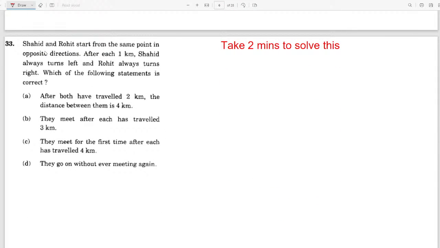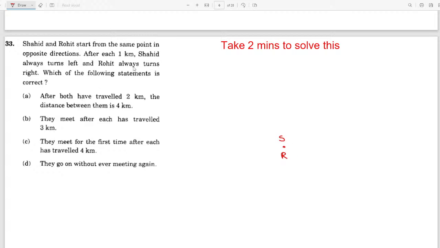Shahid and Rohit start from the same point in opposite directions. After each 1 kilometer, Shahid always turns left and Rohit always turns right. Which of the following statements is correct? And these are the statements, and then we'll see how to go about this question. So they are starting from the same point. So this is Shahid and Rohit.